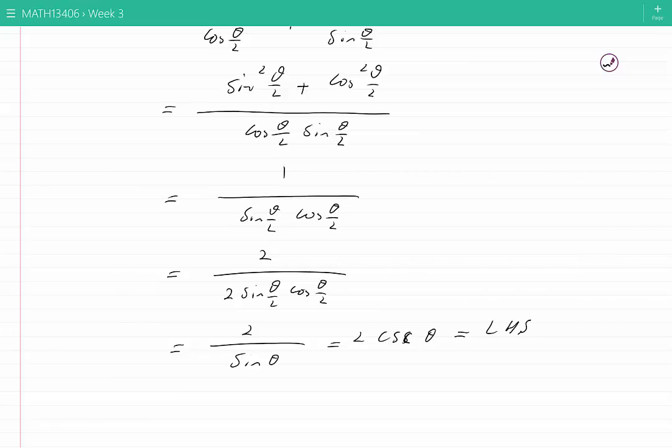As we observe, most of the time there is more than one way to prove an identity. Now let's look at part B.